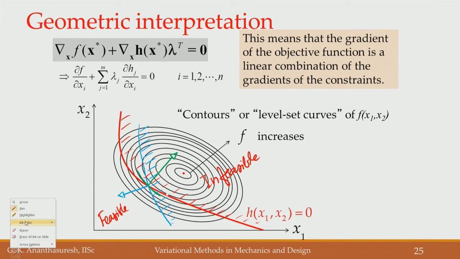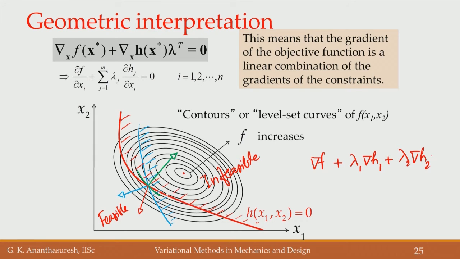And similarly, let us put the gradient of this one here like that. Now, these three arrows, the green one, blue one and red one should sum to 0, that is what we are saying here. So, the gradient of the objective function plus lambda 1 times the gradient of the first constraint and lambda 2 times gradient of the second constraint, all these should sum to 0, and that is what this is saying. The geometric interpretation is what we have on this slide.